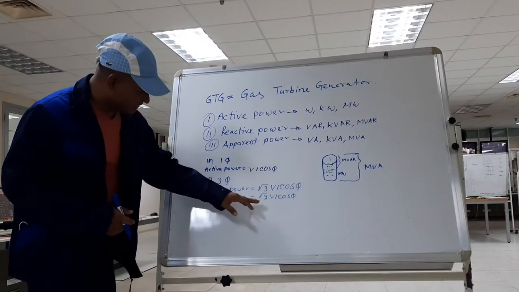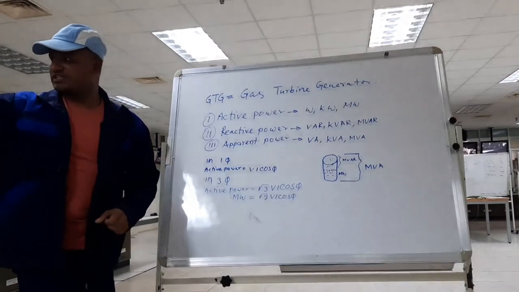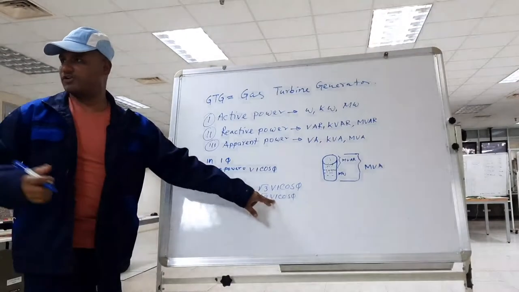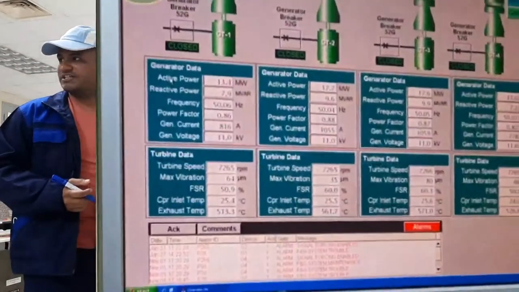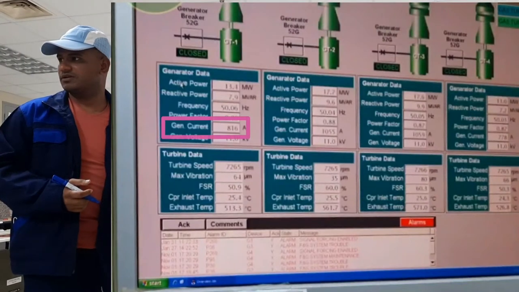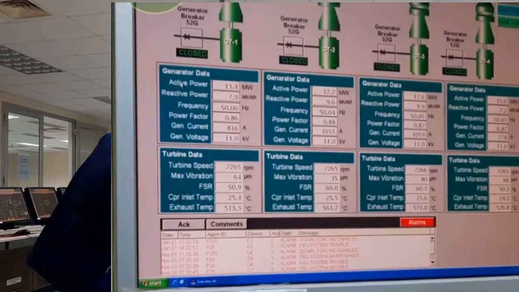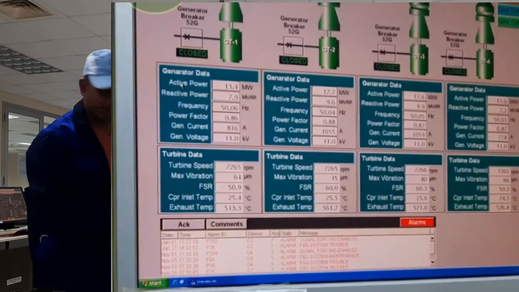So GTGA, Mr. Musu, you can see GTGA, current how much? Voltage we know, power factor also we know. The current how much? GTGA generator current? 820. GTGA generator current 820. So how many megawatts can we calculate from this?